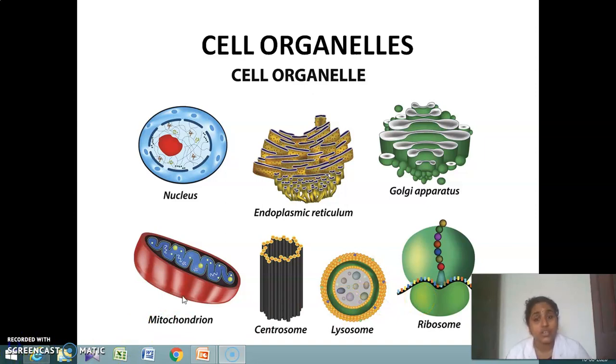Mitochondrion is the powerhouse of the cell. It produces the energy currency ATP, and the centrosome is a cellular skeleton. Lysosome is a suicidal bag. And what is ribosome? Yes, it is a protein synthesizing machinery. Proteins are synthesized on the ribosome. What is the significance of ribosome protein? Do we require protein? Yes, proteins are the building blocks of our body, isn't it?